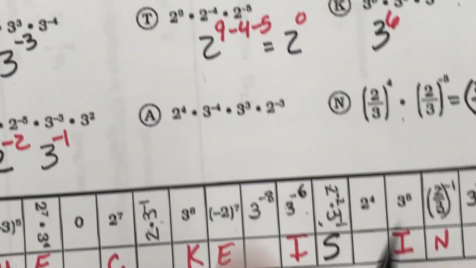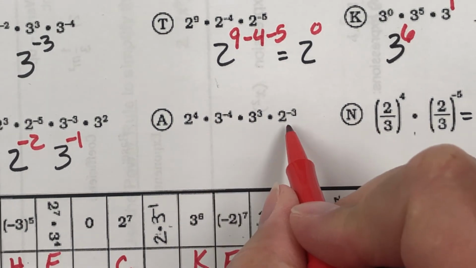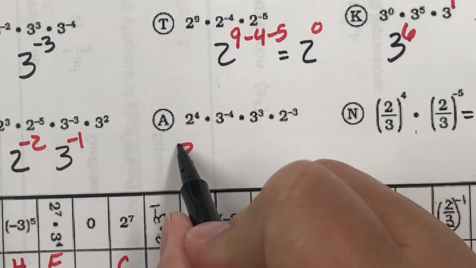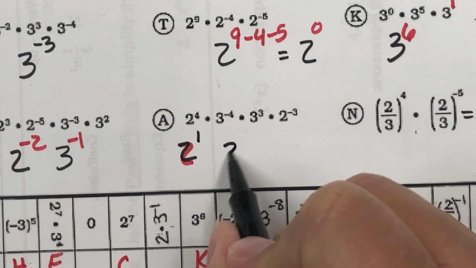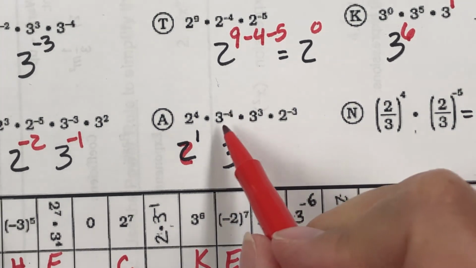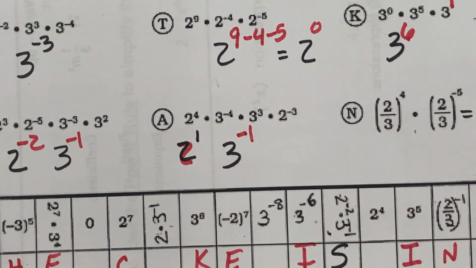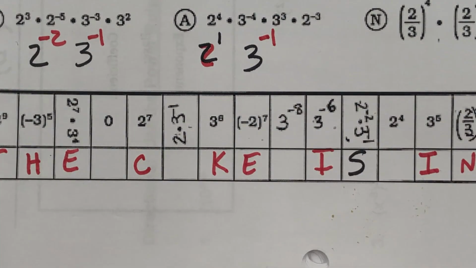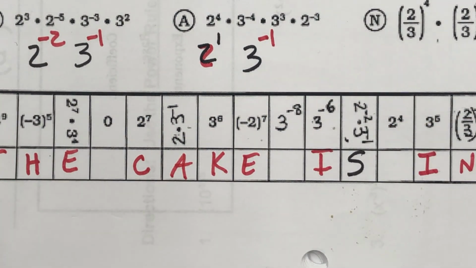Yep. And the last one. 2 and 2. So 2 to the fourth, right, that's right. 2 to the fourth power minus 3 is 2 to the first. And 3, negative 4 plus 3 is negative 1. 2 to the first, and 3 to the negative 1 down here is letter A. The cake is in the tigers. What?